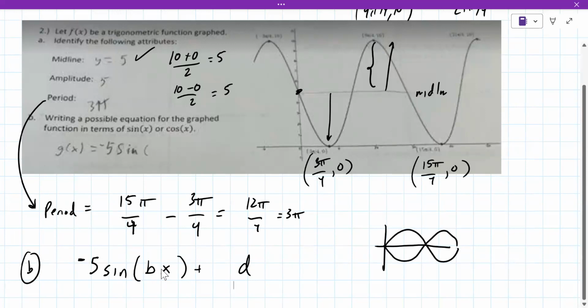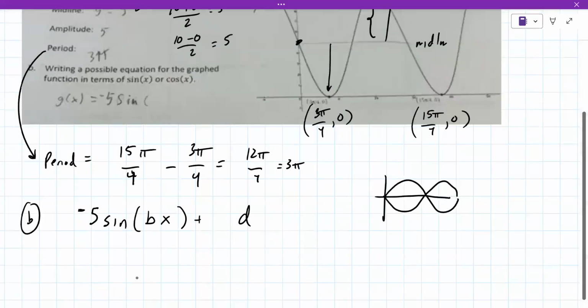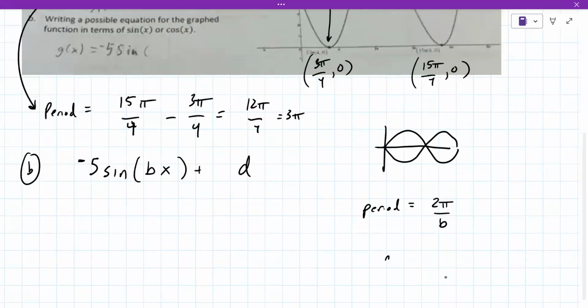So there's a relationship between the period and this b value. We didn't talk about that yesterday, but the period is equal to 2 pi over b. You have the period. The period is 3 pi. 3 pi equals 2 pi over b. You have to solve for b.